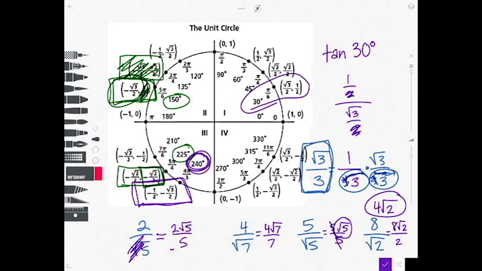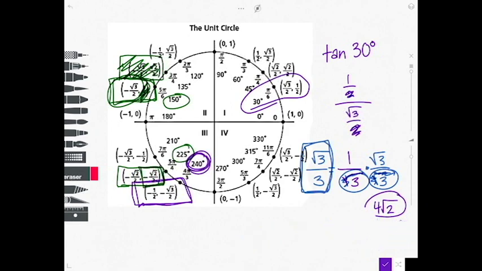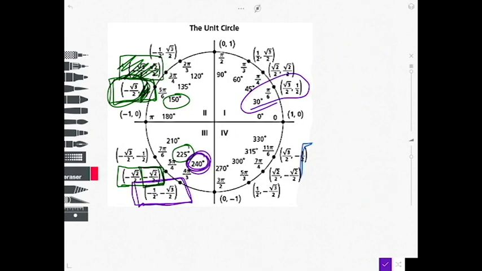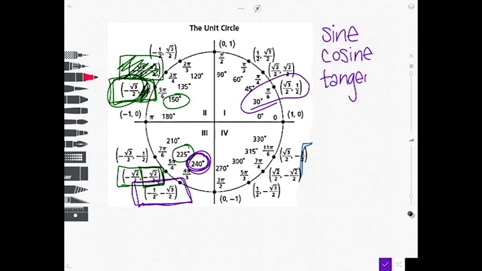Okay, now let me erase all this stuff I just did. And we're going to come back to some of these problems that we did before, but we're going to use new trig functions that we really haven't seen before. So we've had sine, cosine, tangent, and now we have cosecant, secant, and cotangent.